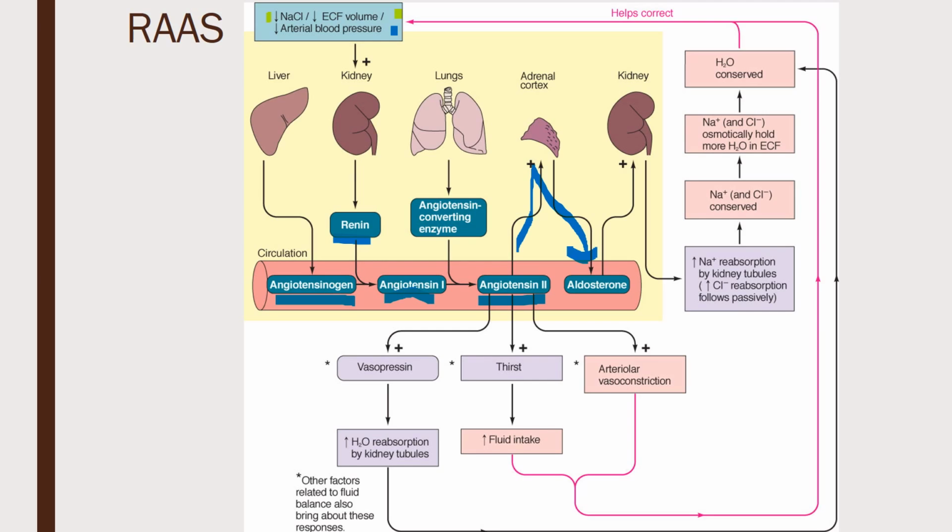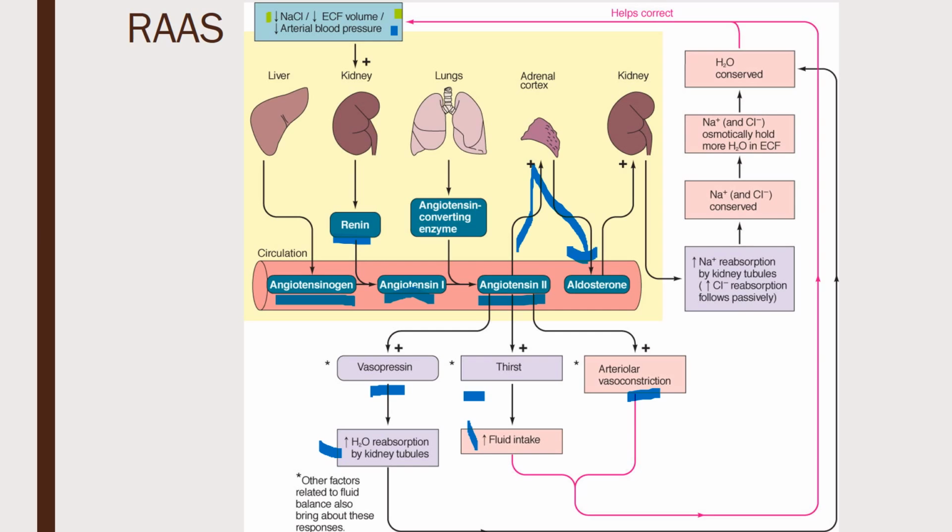Angiotensin 2 will have the effects of increasing thirst, increasing vasopressin, and also vasoconstricting. The vasopressin is going to increase water reabsorption. Thirst is going to increase fluid intake, and this has to do with higher centers within the brain. And then the vasoconstriction is going to cause vessels to constrict and decrease the blood flow until we get back to normal, so we can get an increase in blood pressure.